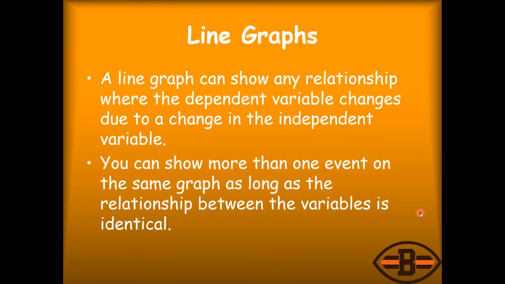Line graphs. The three types of graphs we'll talk about are line, bar, and circle graphs. A line graph can show any relationship where the dependent variable changes due to the change in the independent variable. Again, right here, how far can she walk her dog? It depends on how much time she has to walk the dog. You can show more than one event on the same graph as long as the relationships between the variables are identical.